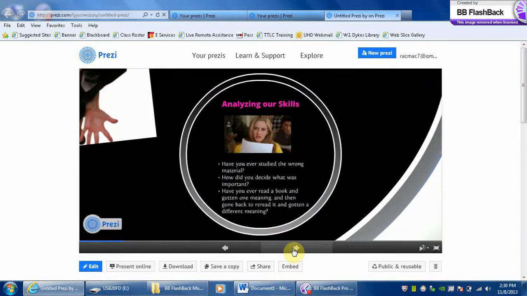Analyzing our skills. Have you ever studied the wrong material? How did you decide what was important? Have you ever read a book and gotten one meaning and then gone back to reread it and gotten a different meaning? All of these are related to finding the main idea.